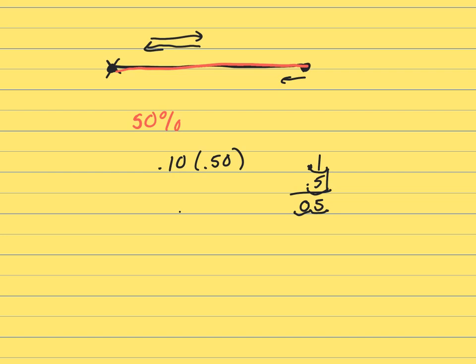So what percent of the round trip has he completed? Well, he did 50%. And now change this 0.05 to a percent form, and that would be 5% because you move it 2 places to the right to go from decimal to percent. So he has completed 55% of the trip.